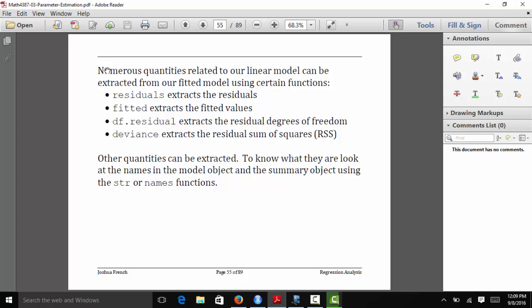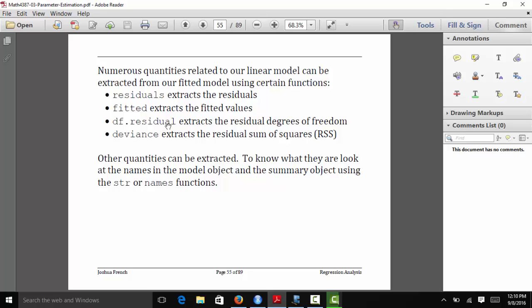If you want the residuals from your fitted linear model, you just use the residuals function on your fitted object. If you want the fitted values, you would use the fitted function. If you want the residual degrees of freedom, which we haven't talked about a lot yet, you could use the df.residual function. If you want the residual sums of squares, you can use the deviance function on your fitted linear model. And there are other things you can extract from the linear model.